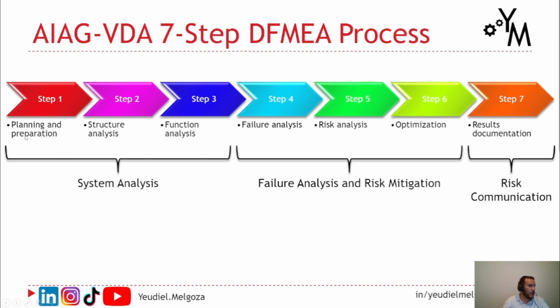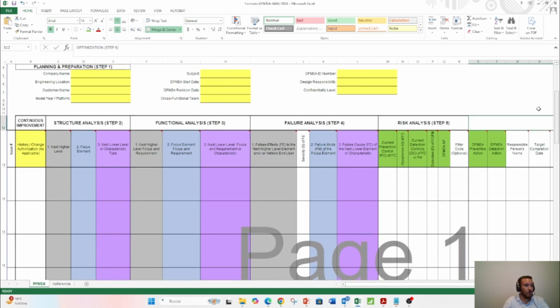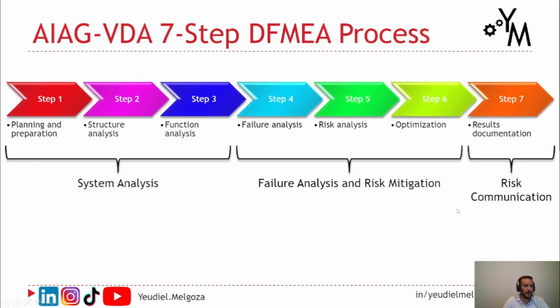The first step is the planning and preparation. The second step is structure analysis. The step 3 is function analysis. The step 4 is failure analysis. Later is risk analysis as step 5. And step 6 is optimization. And finally, we are going to document the results. This is the DFMEA format. These are the steps we are going to review one by one and explain what the definition is and what is expected on each step.